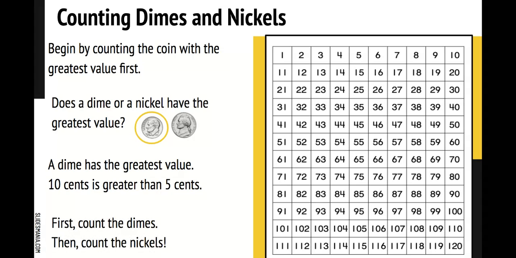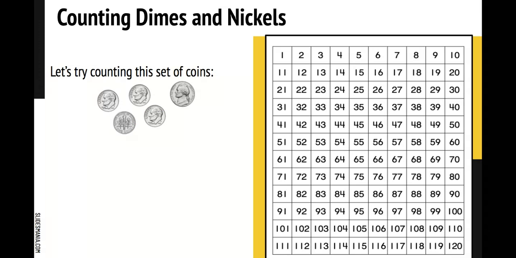So first we're going to count some dimes and then we're going to count some nickels. So here's a set of coins. Now I can tell that these are dimes because they are the smaller coin, size-wise. And I see a little torch and little branches here. I know that's a dime. And then I know this is a little bit bigger, so that's our nickel. So now we're going to start counting our set of coins.